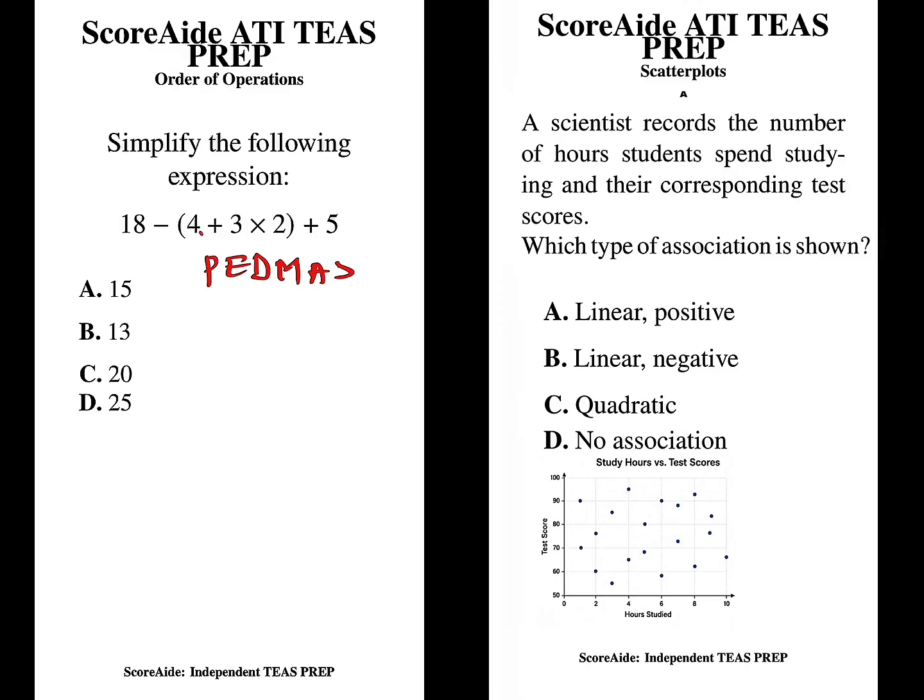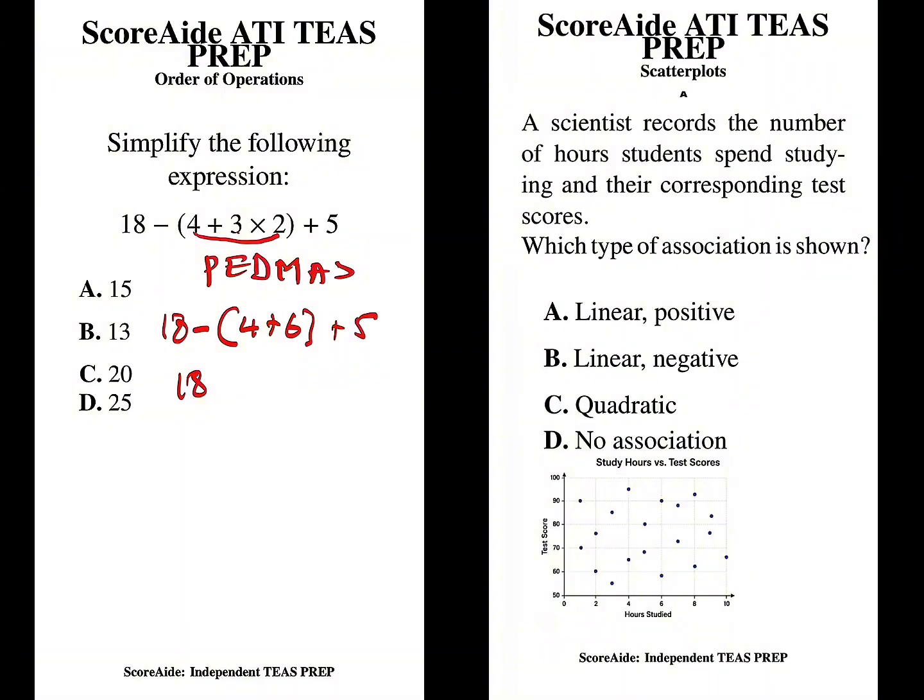What is in here is 4 plus 3 times 2. So in that bracket, we have addition and multiplication. In this bracket, we still apply the order of operations by multiplying before adding. So it's going to be 4 plus 6, right? So this is going to be 18.